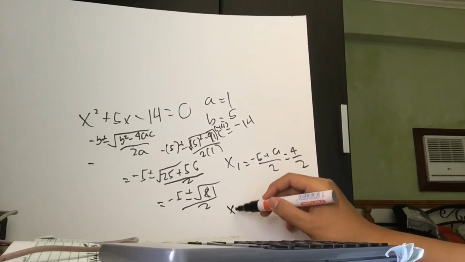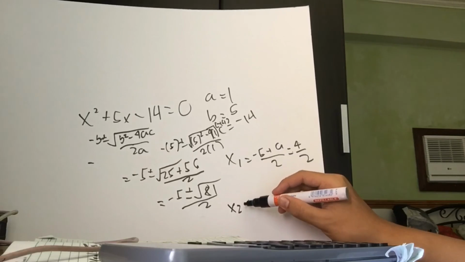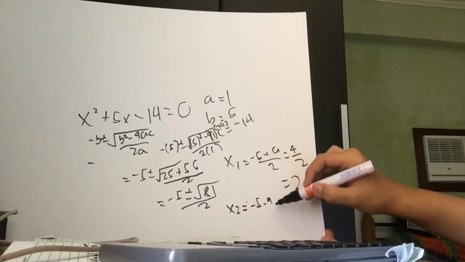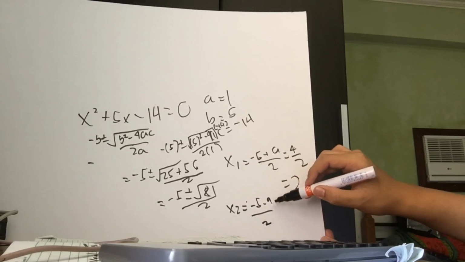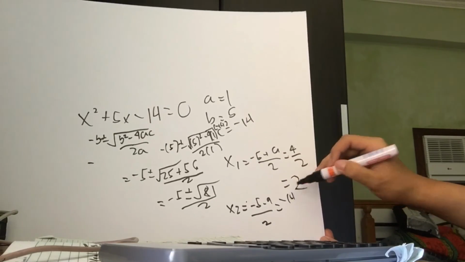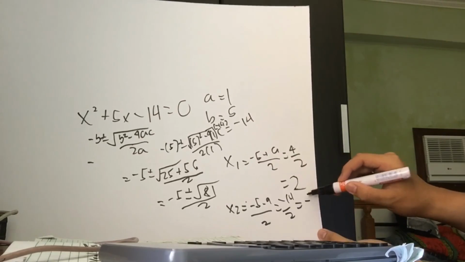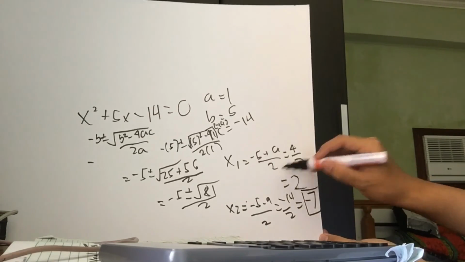Now x of 2, negative. This would become negative 14. The answer would be negative 7. So these two are answers.